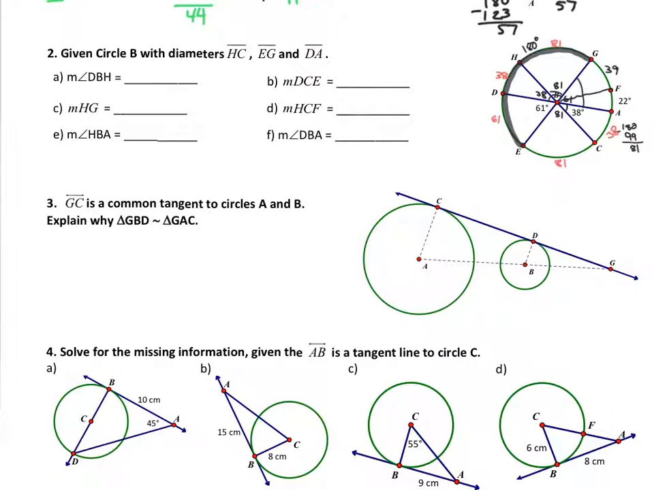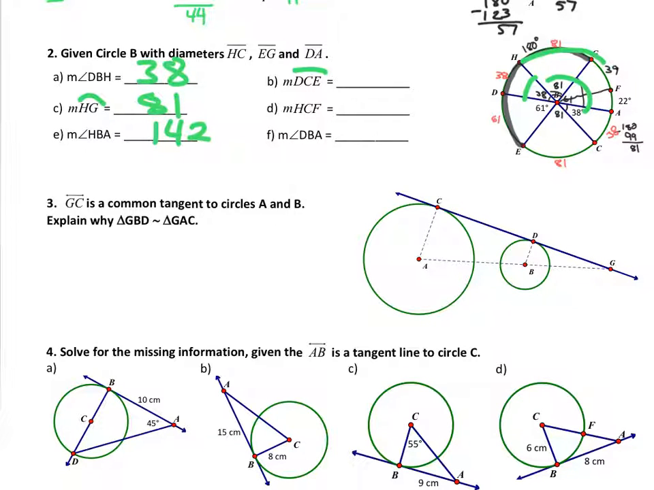So the first one, angle D to B to H, so that's that angle there, so that's 38. The next one, measure of arc HG, so arc HG right here I see is 81. That's across from angle 81. Measure of angle HBA, so H to B to A would be the 81 plus the 61. So 81 plus 61 is 142.